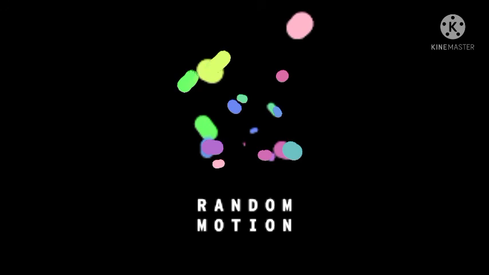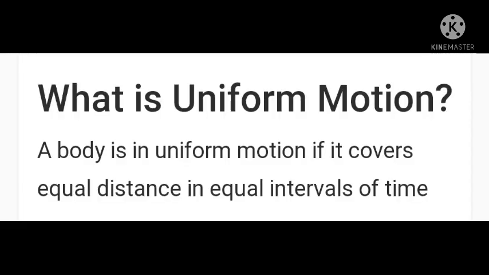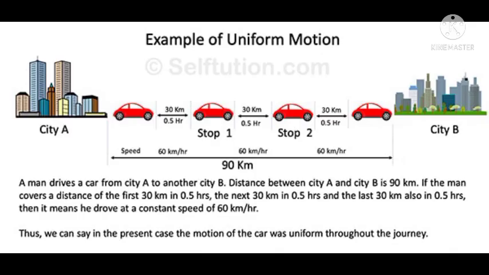Next one is random motion. Motion of an object which does not fall in the above mentioned categories comes under random motion. Next type is uniform motion. An object is said to be in uniform motion if it covers equal distances in equal intervals of time.